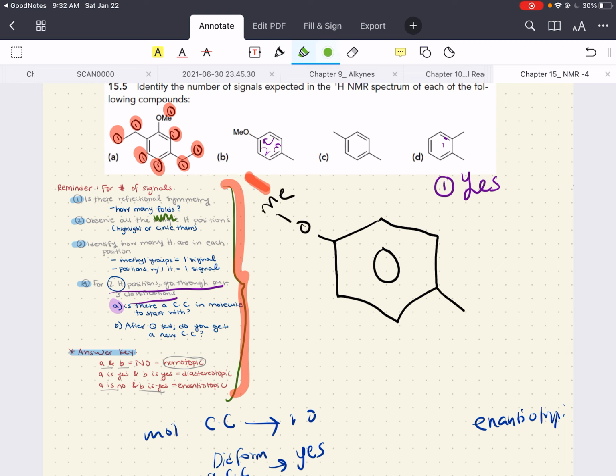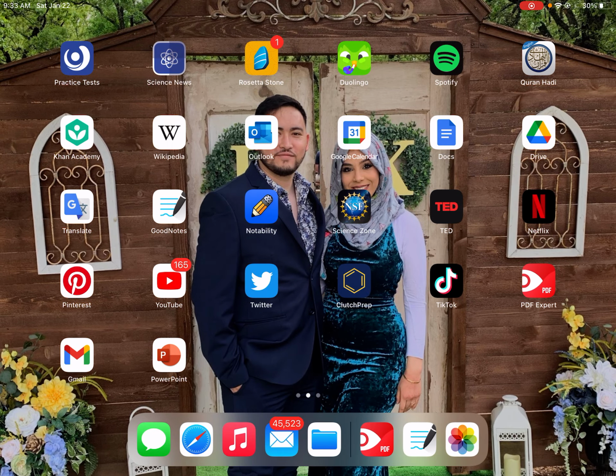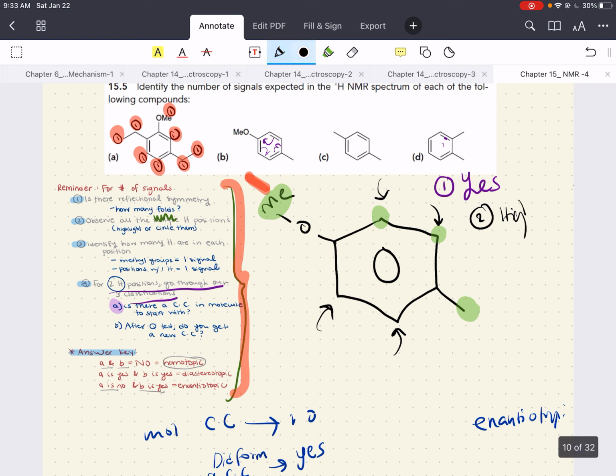Now we want to highlight all the positions, not double counting the ones that we said were chemically equivalent. Let's highlight all the positions with hydrogens. Our methyl obviously has a hydrogen, and there's a hydrogen here, there's a hydrogen here. We're not going to count this or this position because they're chemically equivalent to this and this position. So we're not counting that. And then this position has hydrogens. So we've accomplished step 2. We highlighted all the positions with hydrogens.